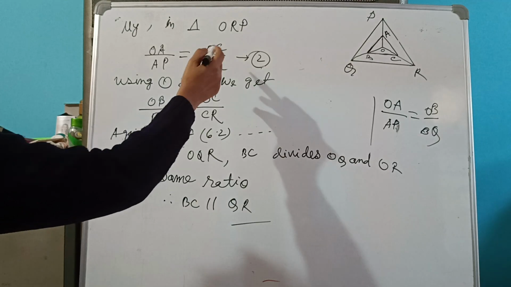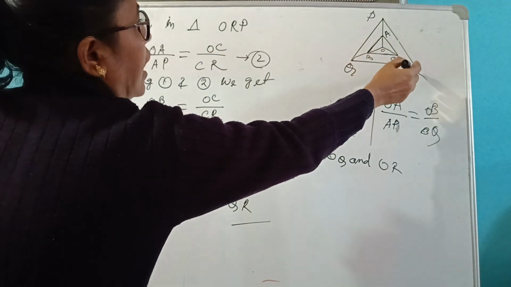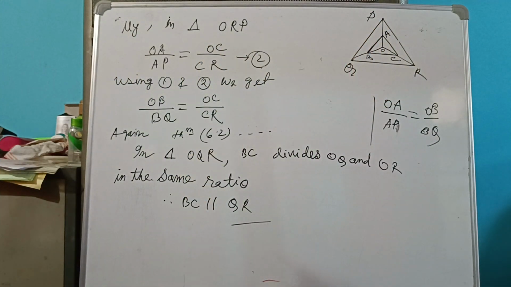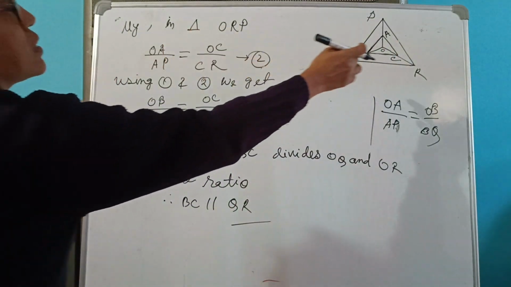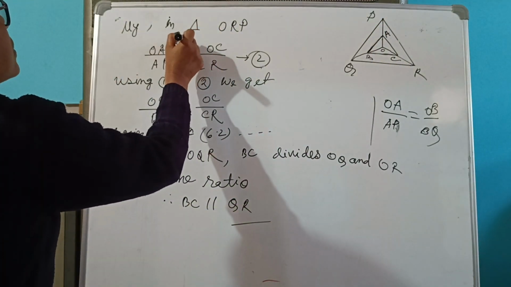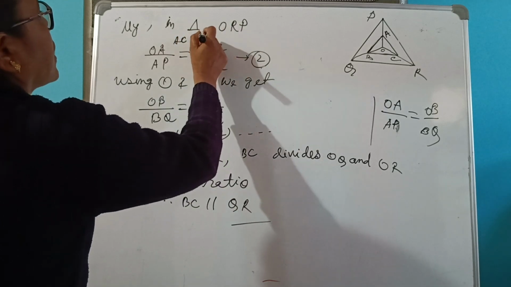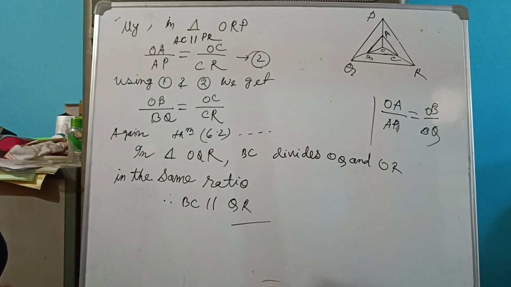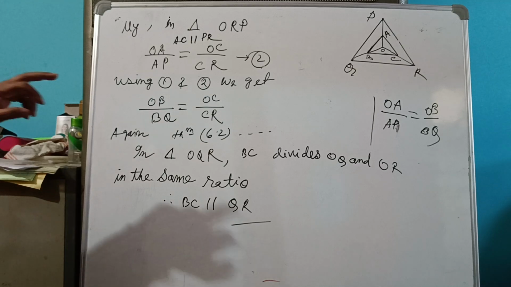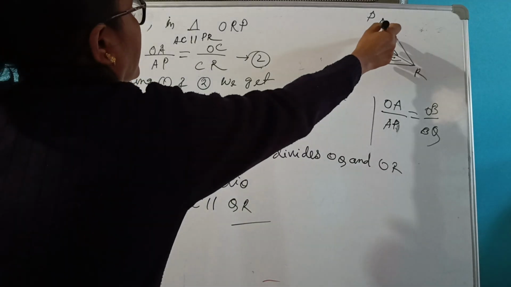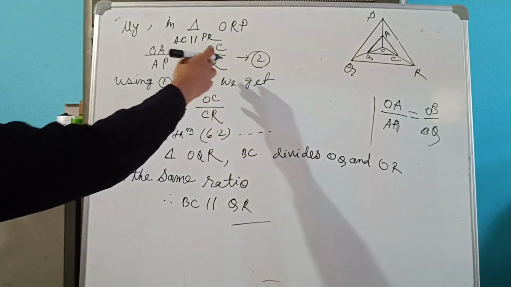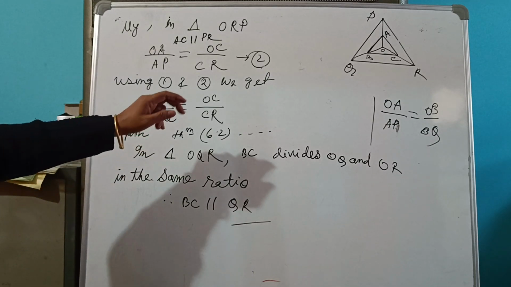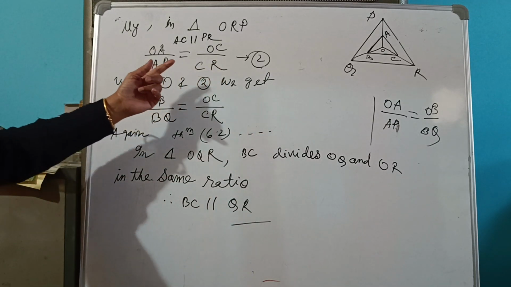Next, see in the triangle ORP. What do we find? AC is parallel to PR. AC is parallel to PR. Okay, so OA by AP is equal to OC by CR. Mark this as 2.